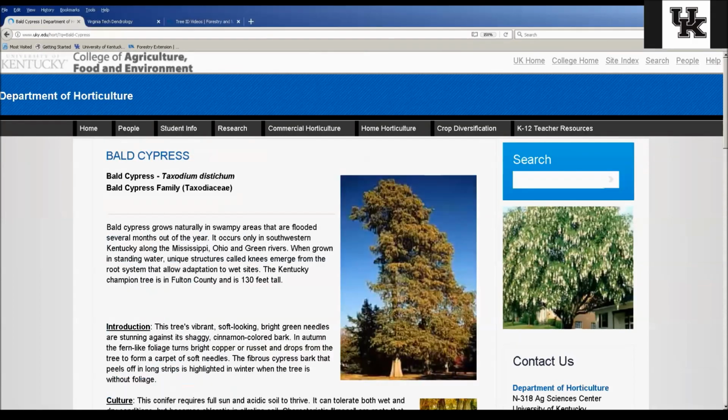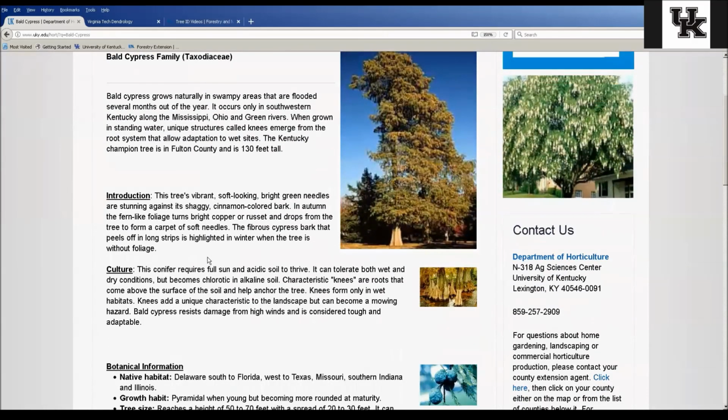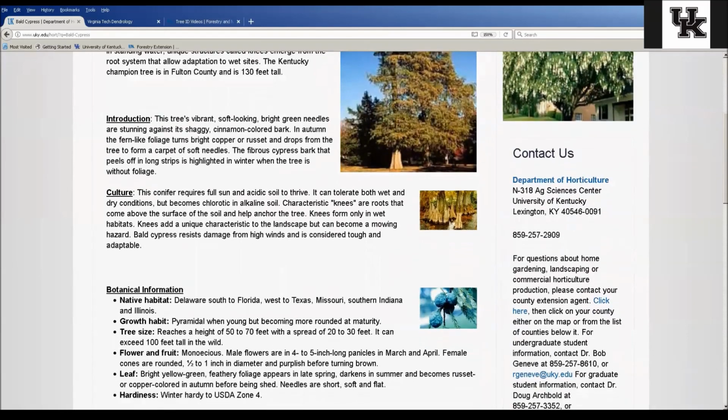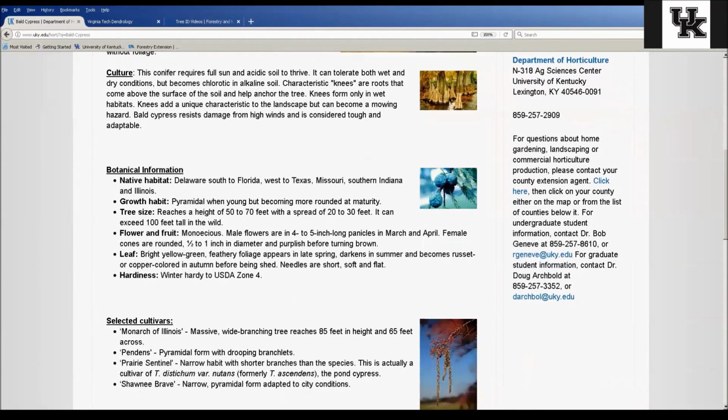If you click on a tree, you just get all kinds of information. You get the Latin name, where it grows, some general information, an introduction to culture of it. They give you botanical information, its native habitat, growth habit, and tree size. If you're thinking of planting it, it's good to go to a site like this to make sure it's going to fit within your site. It tells you about the fruit, and even about cultivars as well.